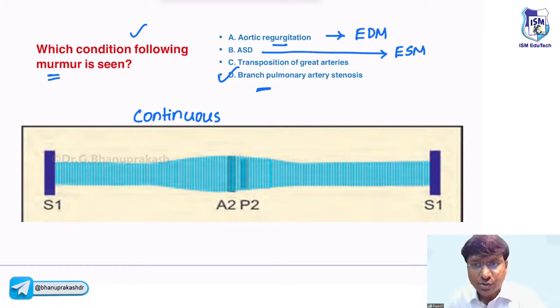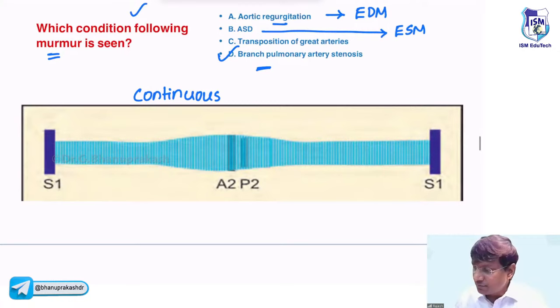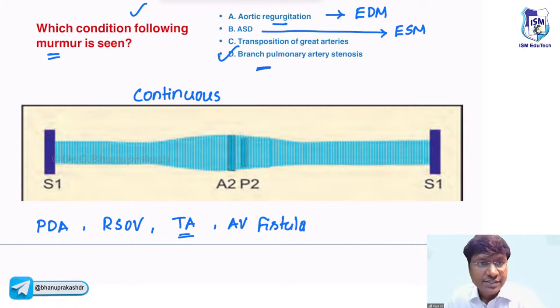If you take the continuous murmur, the very common condition that we read in our books is PDA, patent ductus arteriosus. The next important condition is RSOV, that is ruptured sinus of Valsalva. Another condition, not TGA but truncus arteriosus, has the presence of a continuous murmur. You also have the continuous murmur in patients with an AV fistula, that is a peripheral AV fistula, or even a coronary AV fistula, all right?